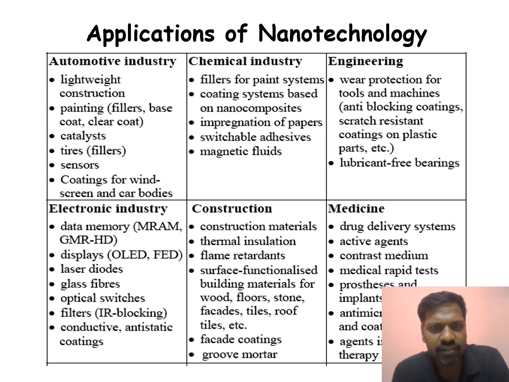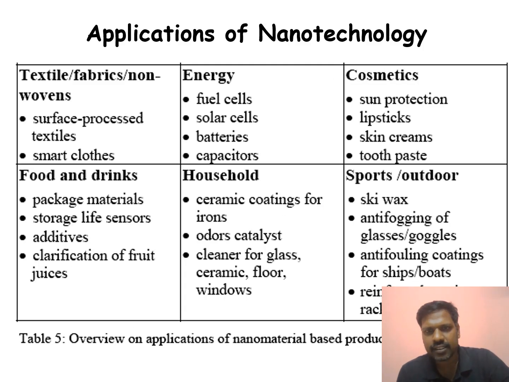And then applications of nanotechnology. So atomic industry and chemical industry, engineering, electronic industry and construction, medicine. In every field, they are making more components or more products using nanotechnology. And then to continue with the applications of nanotechnology: textile industry and energy. In energy, fuel cells, solar cells, batteries, and capacitors, they are making in nanometer sizes, and then cosmetics, food and drinks, household, and sports and outdoor.